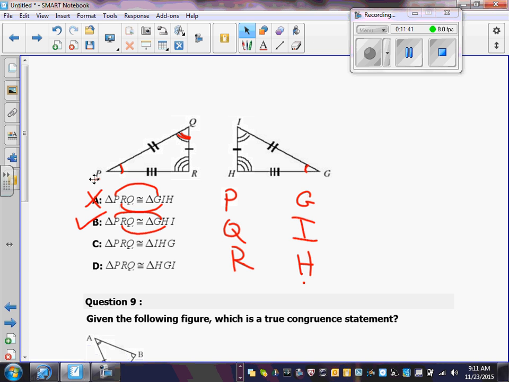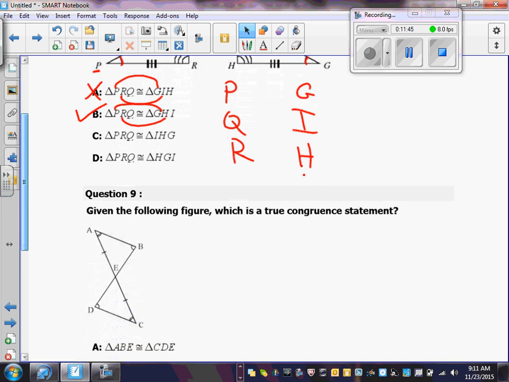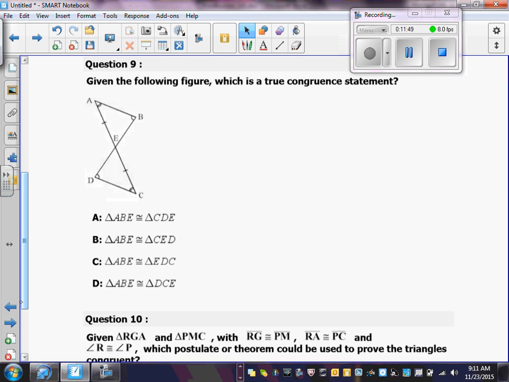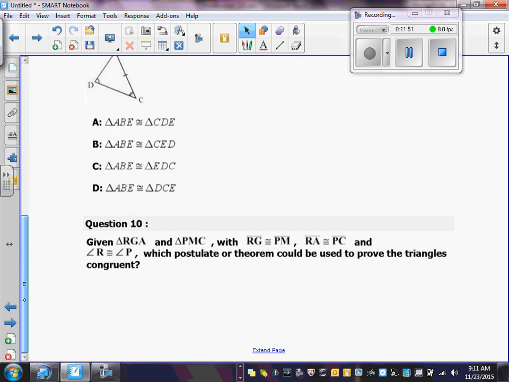So just take your time and do this. These are the easy ones that you shouldn't miss. The same thing with number 9. Mark it and see if you guys can find it.